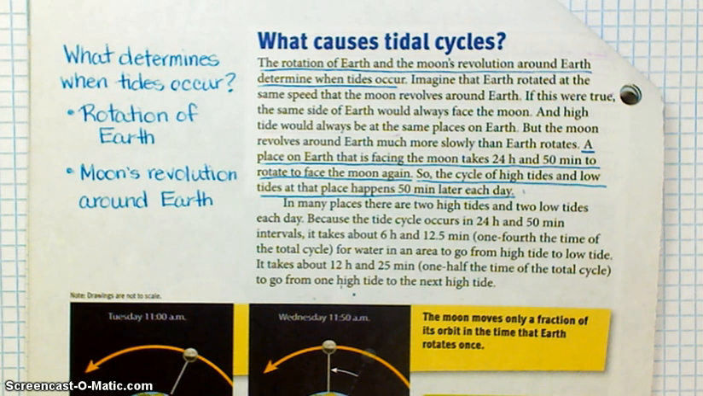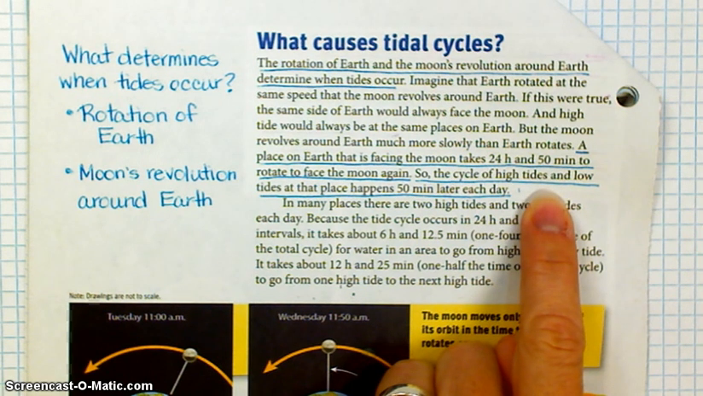Okay? When you're facing the Moon or directly on the opposite side of the Earth, away from the Moon, you're having high tide. And when you're turned 90 degrees from the Moon, those are low tide areas. Okay, so as the Earth rotates, you go from high tide, you turn about 90 degrees, now you're low tide, turn about 90 more degrees, high tide, low tide. So that's how the tidal cycle works.